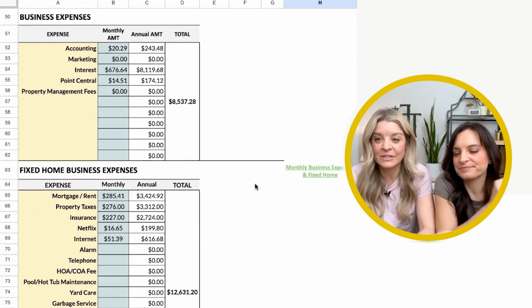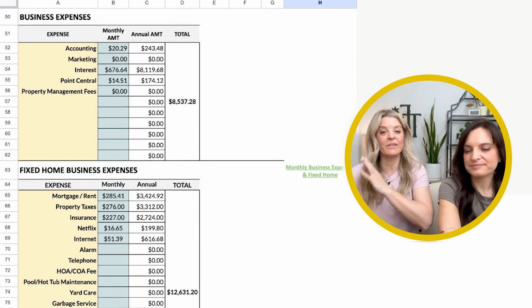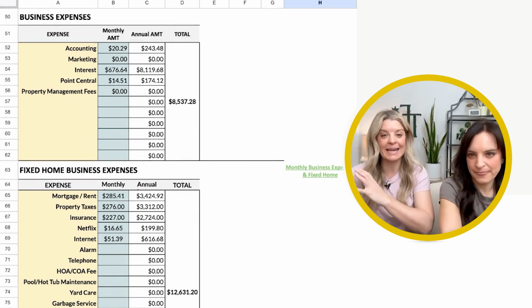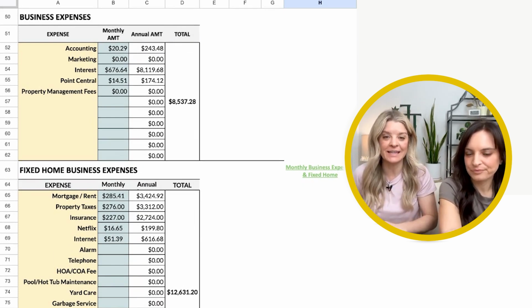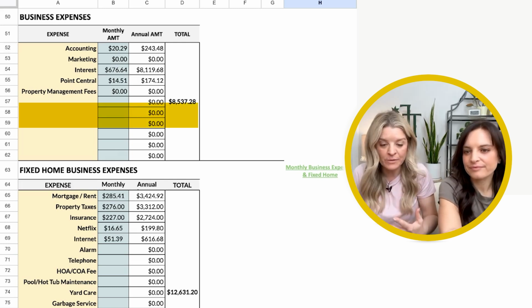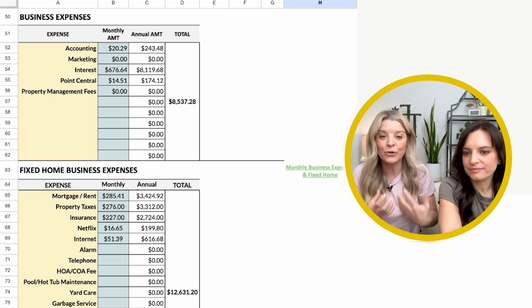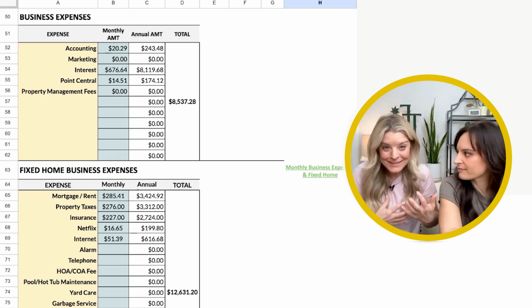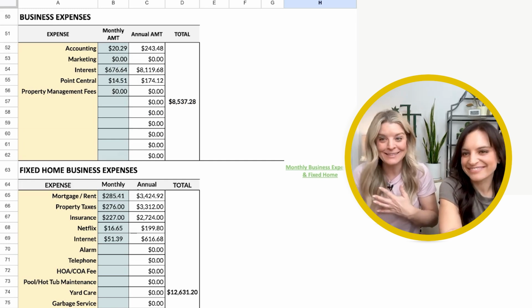Now we're going to dig into, so all of those were the per stay expenses. Yeah. Now we're going to dig into our business expenses. And these are, again, the fixed home business expenses and some other business expenses, whether you are having a lot of guests in a month or whether you're not hosting any guest in that month.